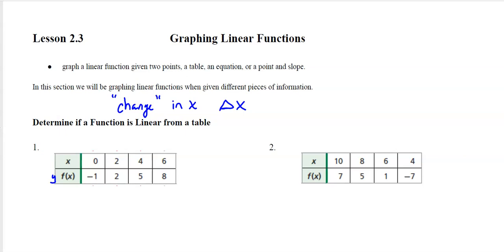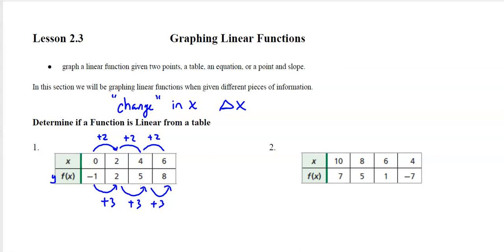All right, so when we look at x, it looks like it's going up by 2, up by 2, up by 2. All right, so change in x is going up by 2. Change in y is going up by 3, going up by 3, and going up by 3.